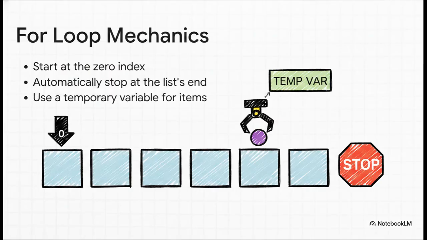So, just to summarize what's actually happening under the hood here, for loops always kick off at the 0 index of your list, and they automatically know exactly when to stop, which is simply when they hit the end of the sequence. So you completely avoid that terrifying infinite loop danger we talked about earlier. Plus, you just define a temporary variable right there in the syntax, something like for num in numbers, and Python does all the heavy lifting, assigning the current list item to that variable for you as it goes. It is just incredibly efficient.